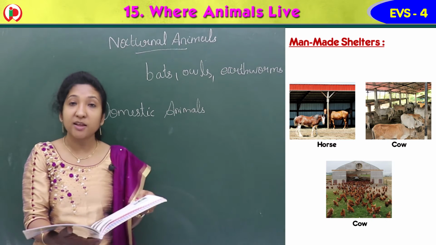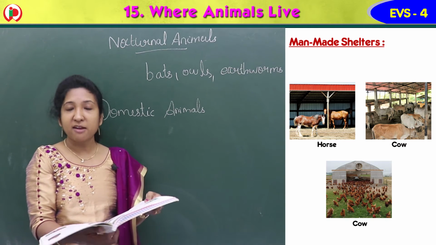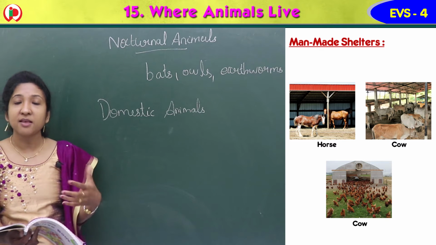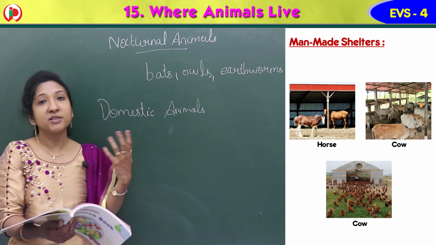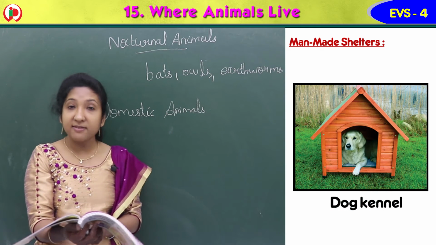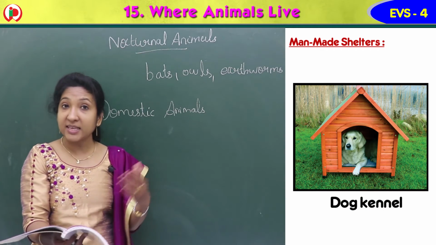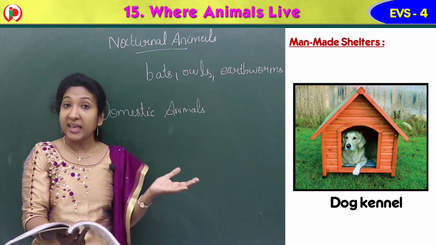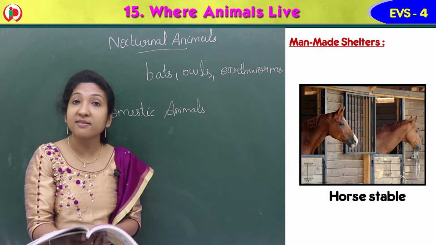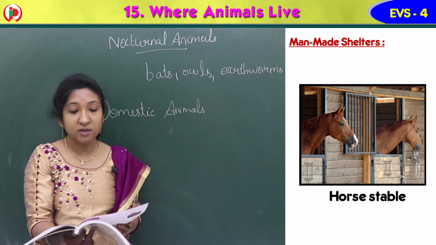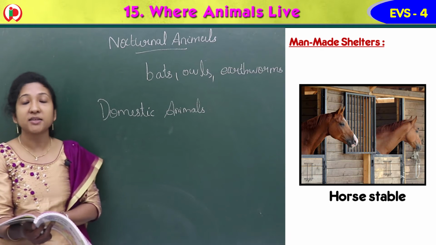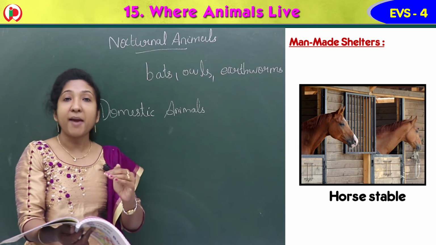So farm animals live in shelters built by man. We are taking care of them. So human beings build homes for these domestic animals. For example, a dog lives in a kennel. You can see the image, the dog in a kennel. And a horse lives in a stable. The horse's home is a stable, a home built by man.